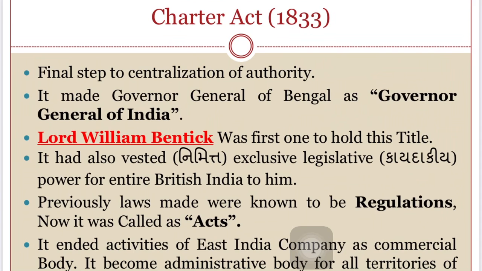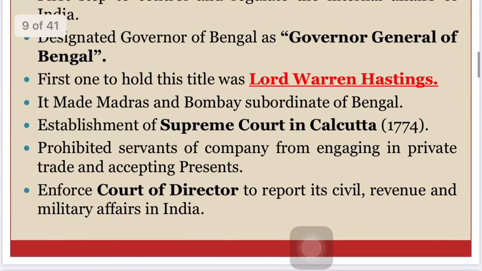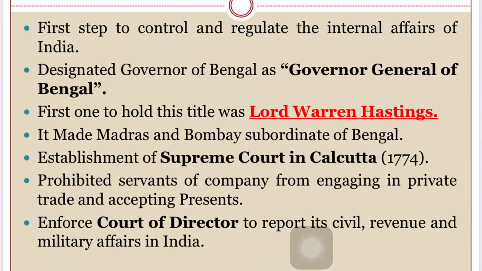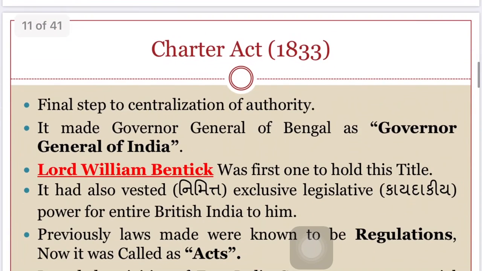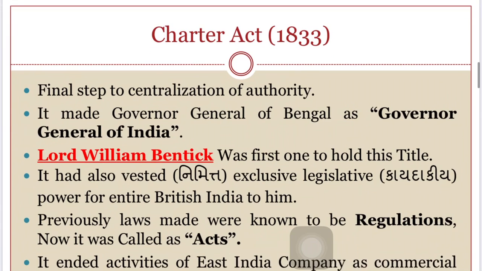So it made the Governor General of Bengal the Governor General of India. Earlier, Lord Warren Hastings held the title Governor General of Bengal, right? Now, after 1833, it is Governor General of India. Lord William Bentinck was the first to hold this title. It also had exclusive legislative power, legislative meaning law-making, for the entire British India.